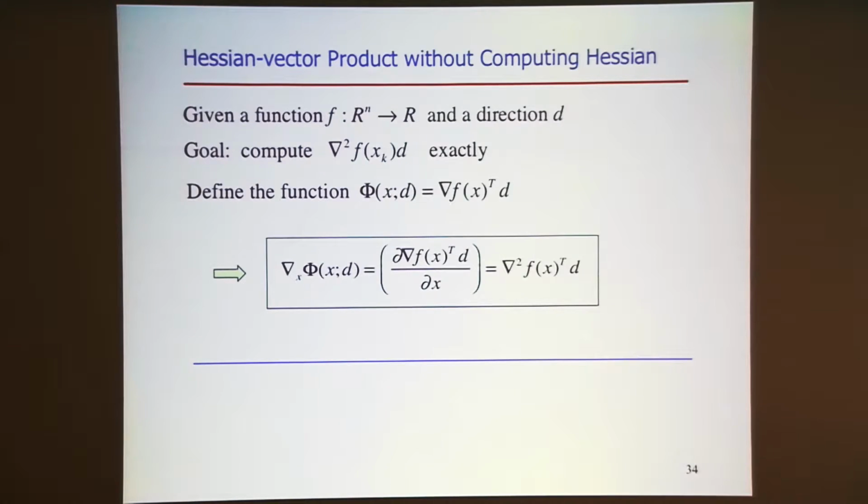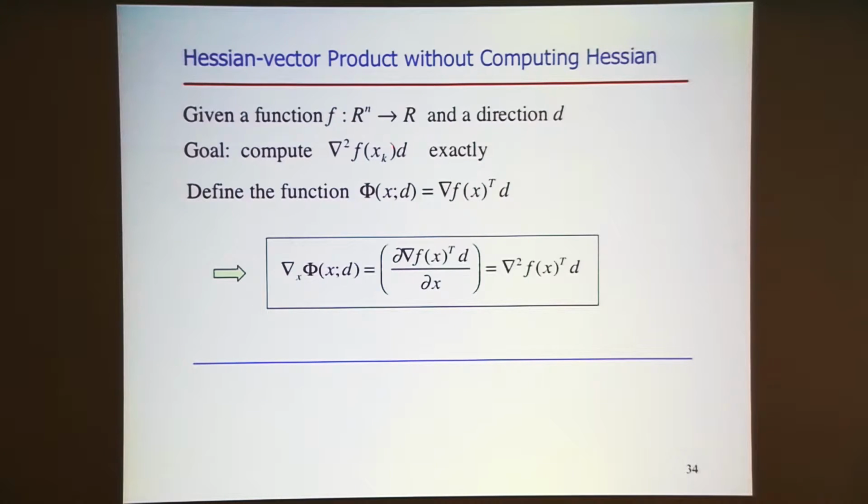Okay, before we talk about cheaply, how do you compute a Hessian vector product without forming the Hessian? Well, if I have a function of n variables and I'm given a direction d, and my goal is to compute the product of the Hessian times a vector, all I have to do is make one observation. What if we define the function phi to be the gradient of f times the fixed direction d? Consider this as a function of x, where d is fixed.